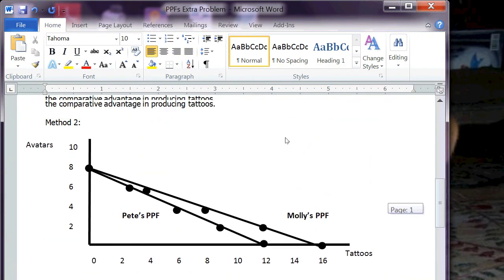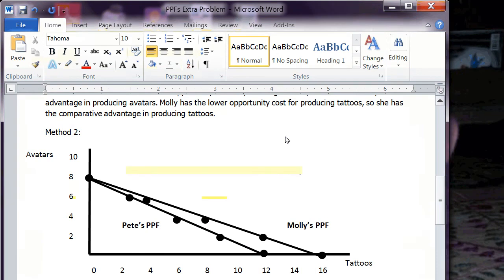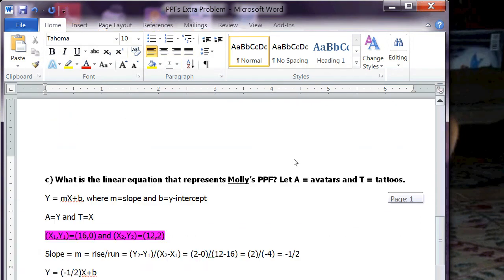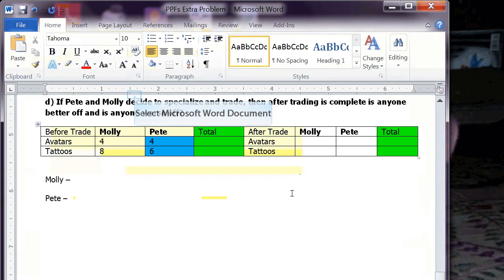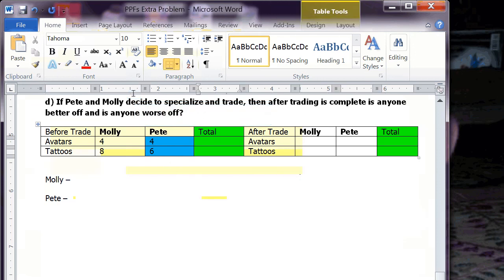So at 4 avatars, Pete is operating here and Molly's operating here. I could have picked any of the other points, it doesn't matter, but I just randomly chose these points to do our comparison. So 4 and 8, 4 and 6, these are the same points that I chose before. Before they specialize in trade, our market has a total number of avatars, which would include the number that Molly can make and the number that Pete can make. So we get 4 plus 4 equals 8.